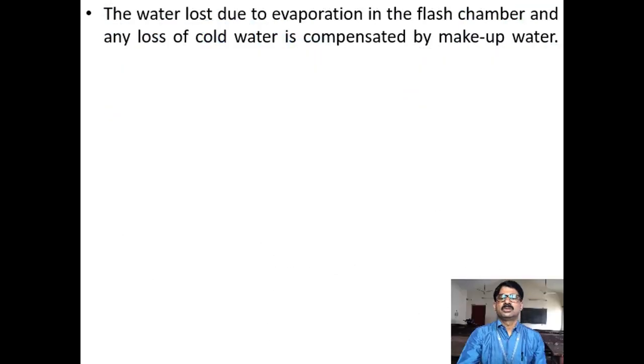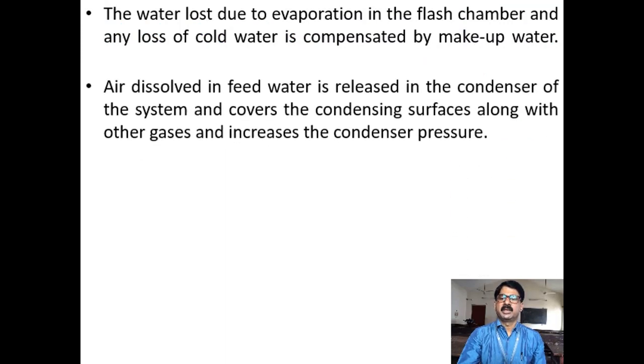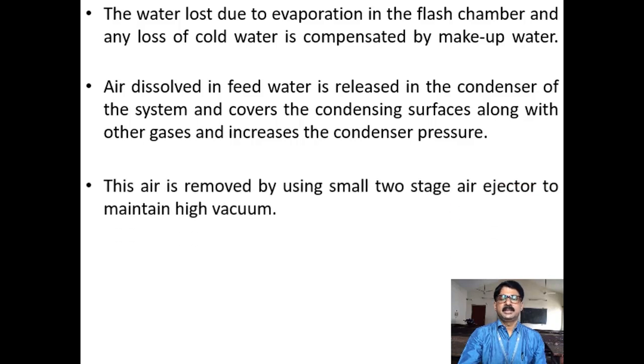So cold water is passed to the AC plant and it returns as warm water. The water lost due to evaporation in the flash chamber, and any loss of cold water, is compensated by makeup water. Air dissolved in feed water is released in the condenser of the system and covers the condensed surfaces along with other gases, and increases the condenser pressure. The air is removed by using a small two-stage air ejector to maintain high vacuum.